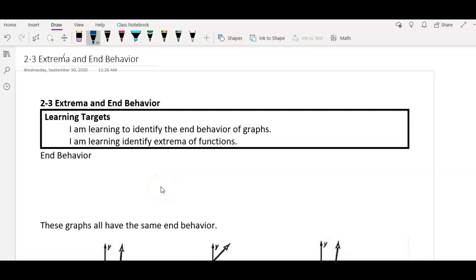Hello, scholars. So let's take a look at 2-3 Extrema and End Behavior today. Our learning targets: I'm learning to identify the end behavior of graphs. I'm learning to identify extrema of functions.